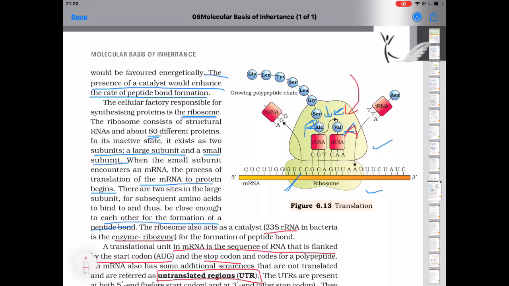New amino acids come at the A site. A fresh tRNA now comes to A site and all the procedure is repeated again. In this way, polypeptide chain grows. This process continues until the nonsense codon is reached at A site. When this happens, the chain of amino acid is released.